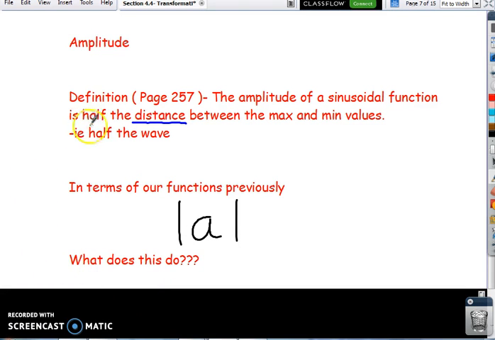Definition of amplitude: the amplitude of a sinusoidal function, which is what these graphs are called, is half the distance between the max and the min values, i.e. half the wave. In terms of our function from previously, it's the absolute value of A. What does this mean? That means you take your A value, your coefficient out in front of your function. The absolute value of that is your amplitude. And we will talk about that in terms of graphing in a little bit.